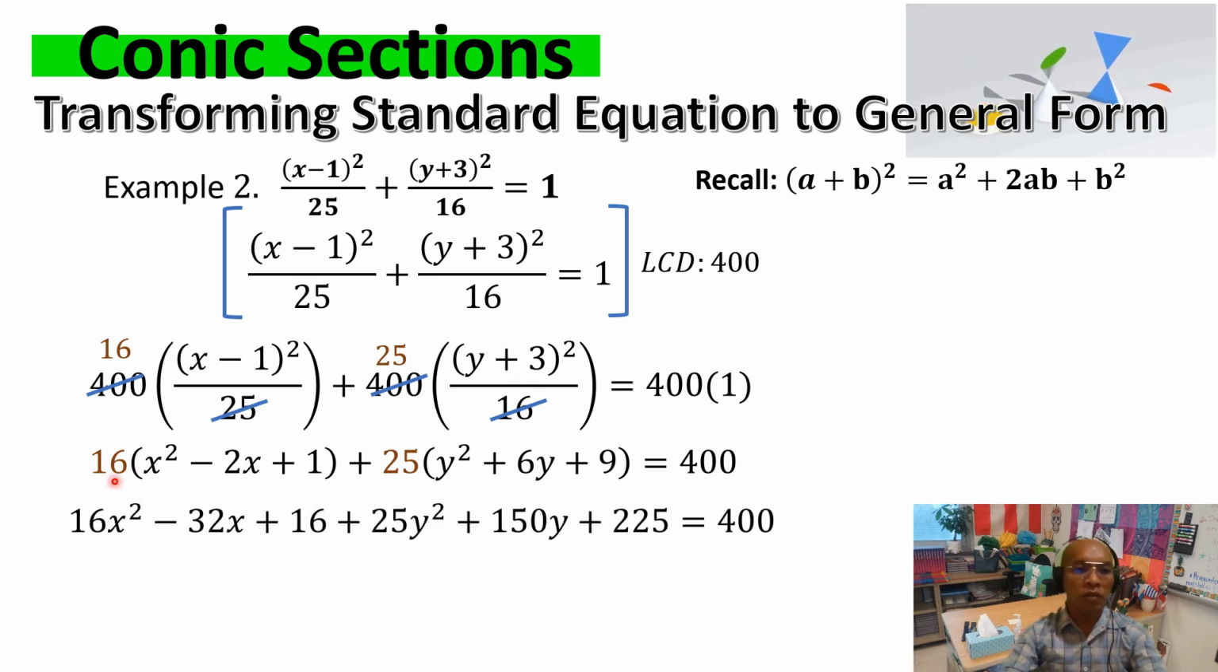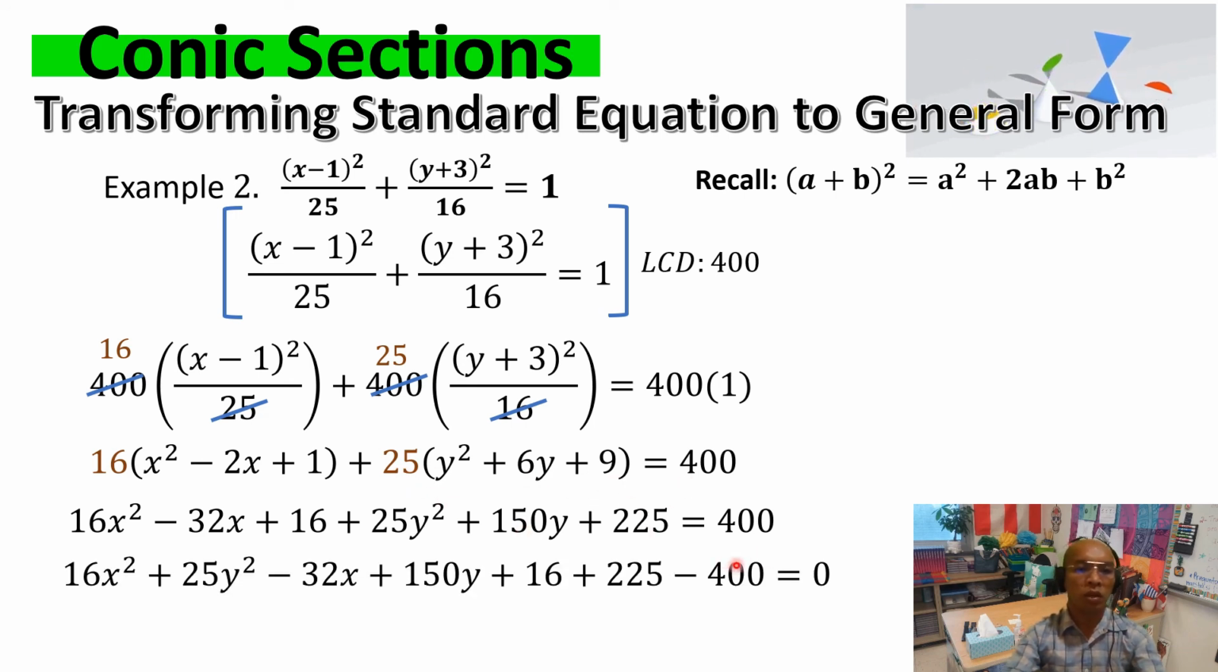Okay, you just distribute the constant. So 16 times x squared is 16x squared. 16 times negative 2x is negative 32x. 16 times 1 is 16. 25 times y squared is 25y squared. Then 25 times 6y is 150y. Then 25 times 9 is 225.